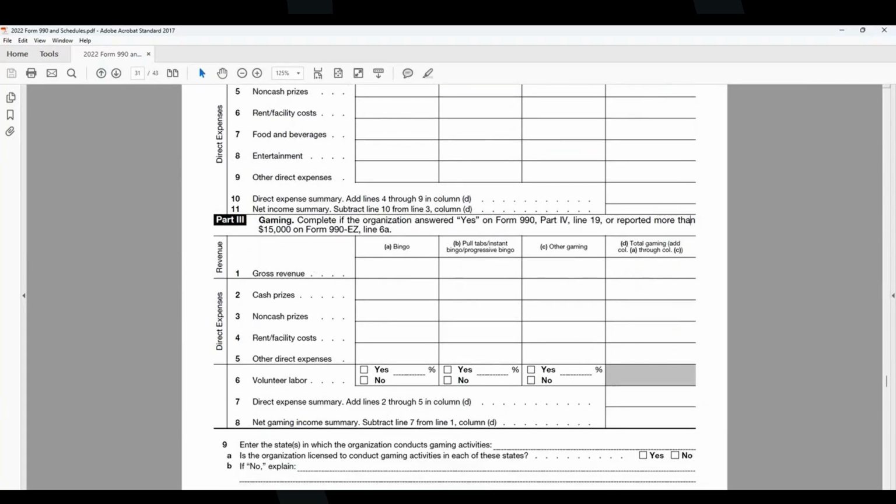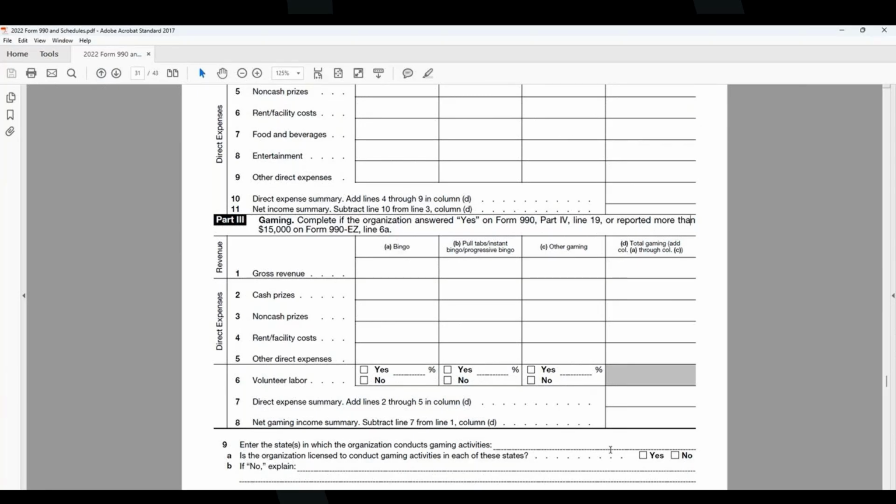Okay, the other section of Schedule G is gaming. So this includes things like bingo, casino night, raffles, and it's really important to discuss these types of events with your CPA because these types of activities may require licensing depending on the state you're in. So you just want to be aware of those if you're holding an event that would fall under the gaming category.